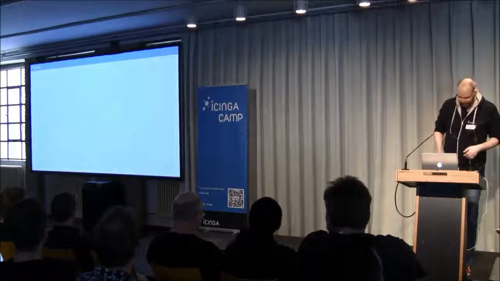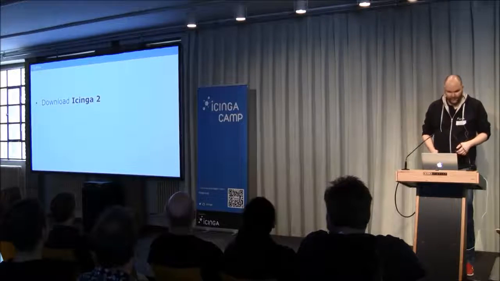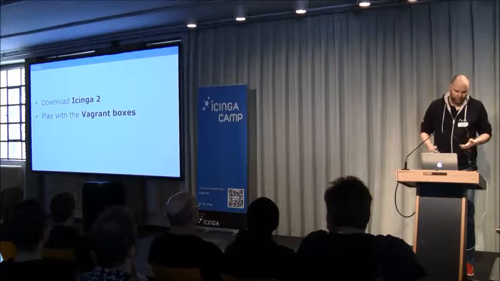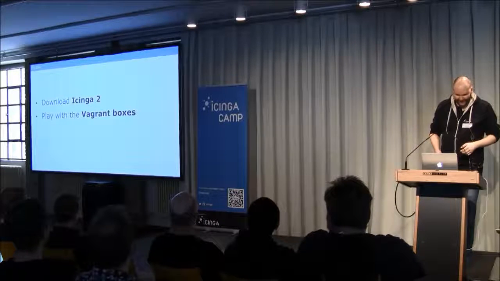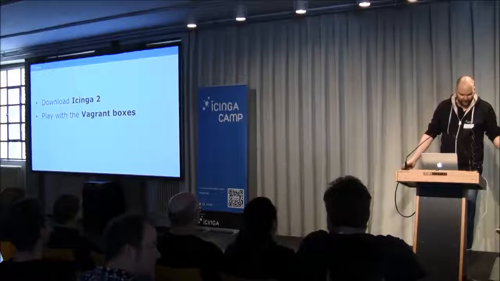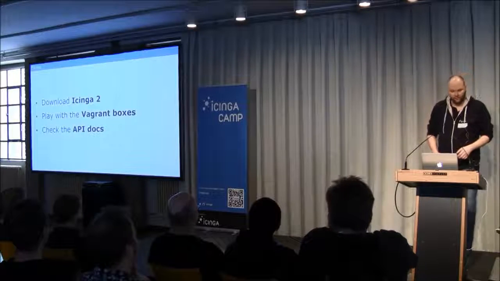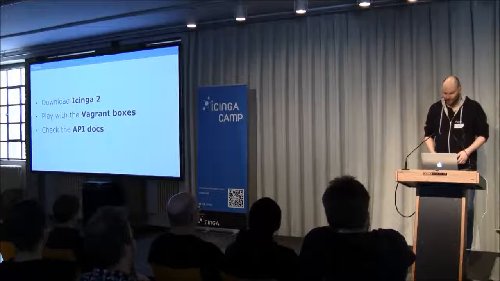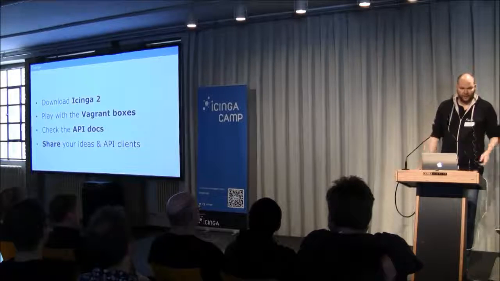So the conclusion. You should download Icinga 2, I think you already have right now. Play with the Vagrant boxes. They're pretty cool, but I'm not only saying that because I created them. You get everything pre-installed, so just run it on Windows, Linux, OS X, whatever. Check the API docs. We try to ensure that they are as good as you expect them to, just to get you started and work on it and share your ideas.